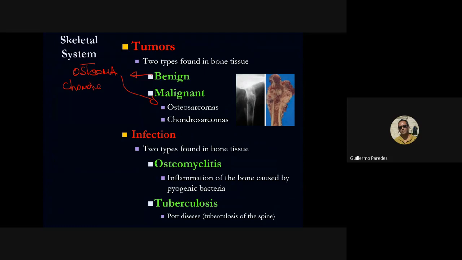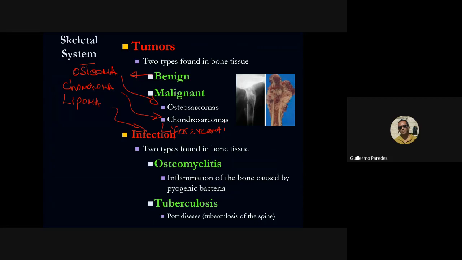The malignancy, this is benign, chondrosarcomas. We have lipomas, which are benign, and the malignant version is going to be liposarcoma. Okay, so at this moment, I want you to differentiate what it means, sarcoma.